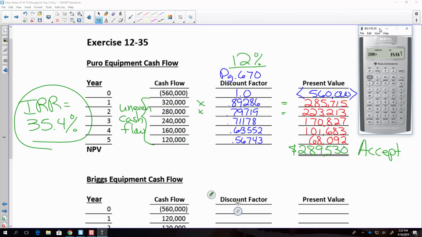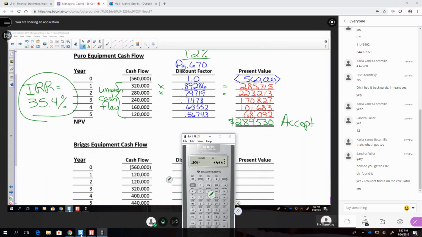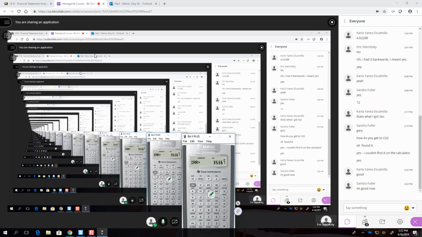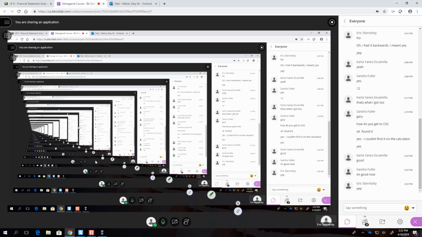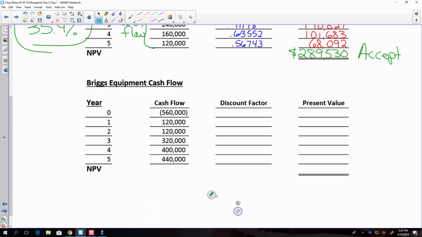How did the calculator go, guys? At home. Okay, thanks, Carla. All right. Sandy, if you need to, you can always review the video later. Eric, you're all right? Okay, good. Awesome. I will have notes on this Briggs cash flow. I'll just post them for later, in case you do want to practice another one of these.